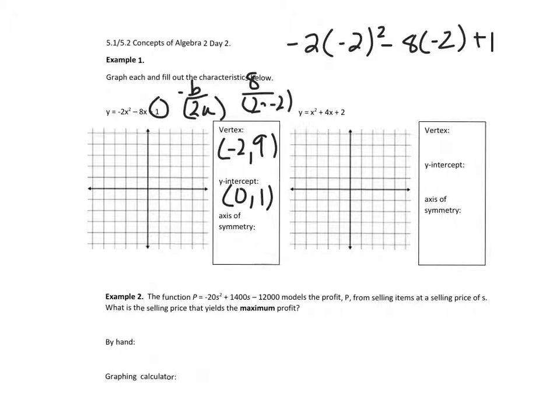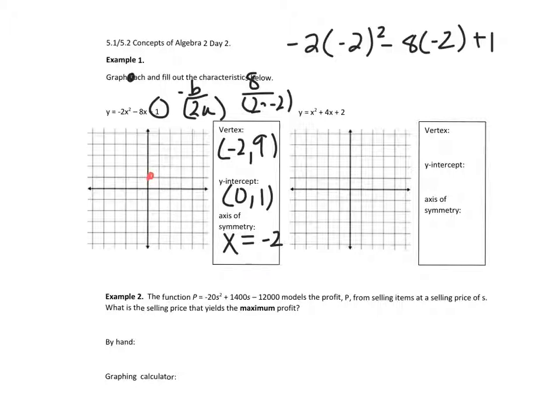And my axis of symmetry is going to be an equation, x equals whatever the x-coordinate of your vertex is. So x equals negative 2. So to graph it, I'm going to go to negative 2, 9. So that's actually way off the chart here. And my y-intercept is 0, 1.